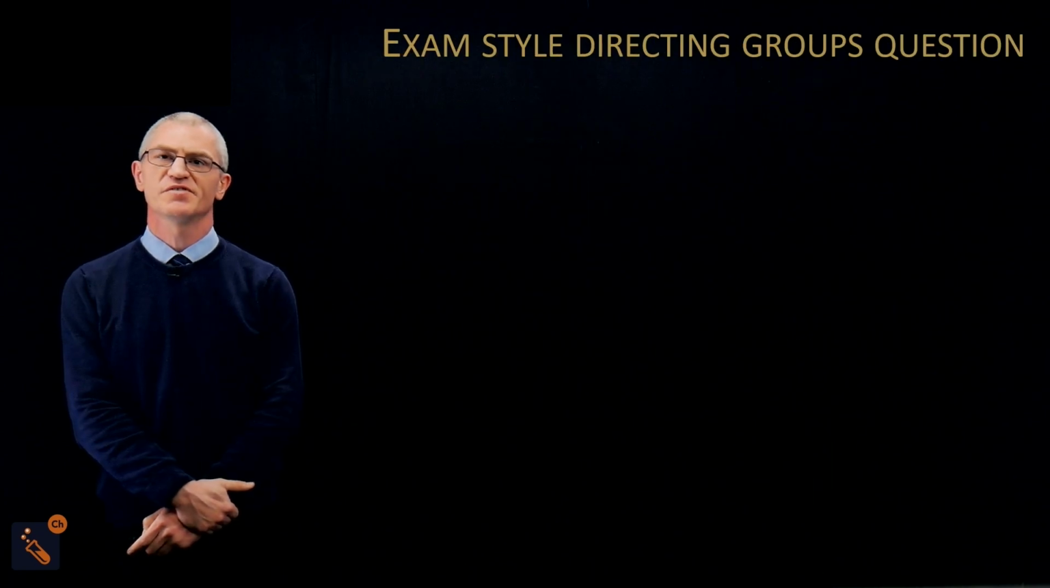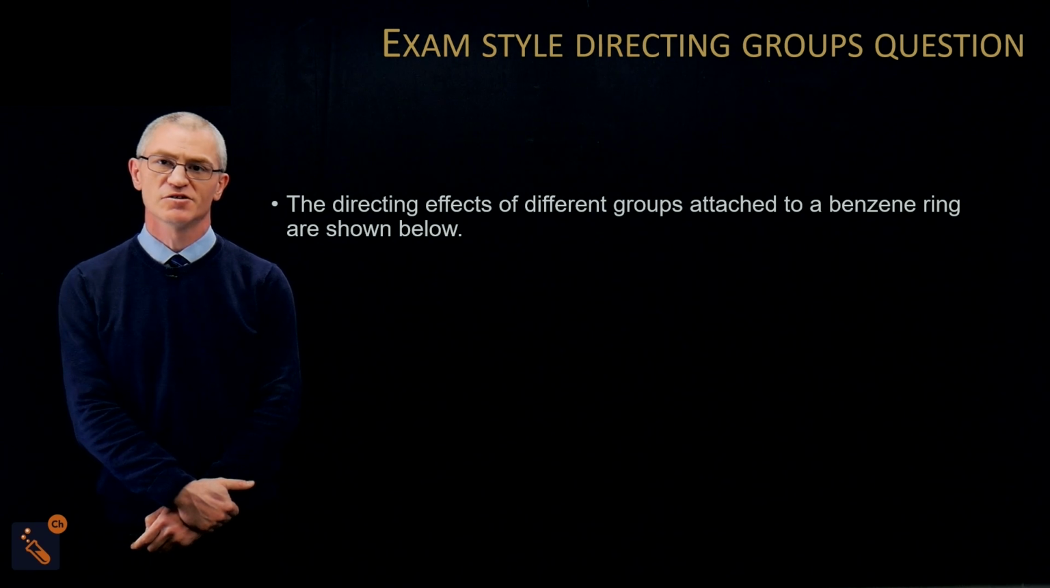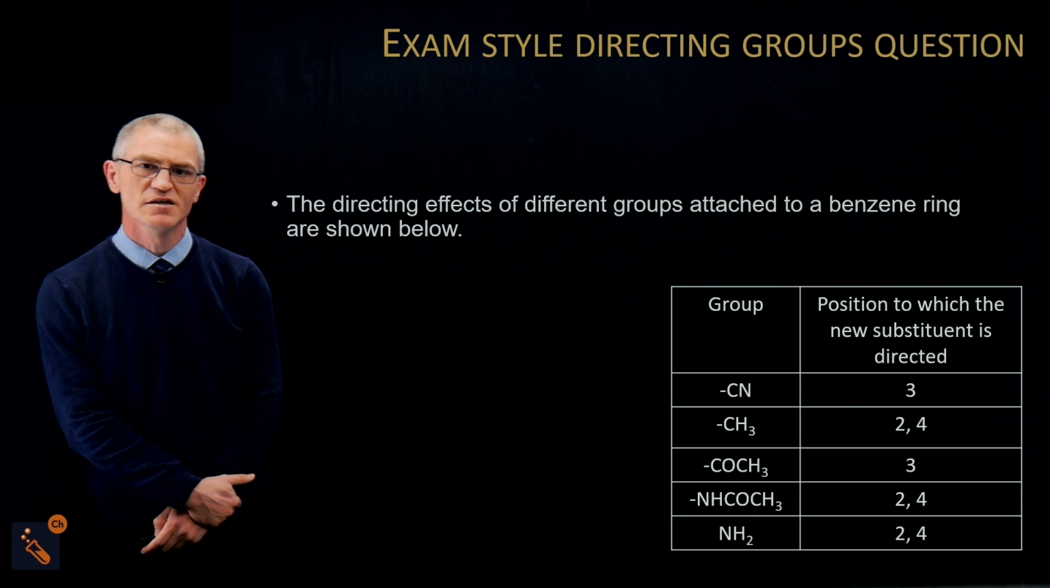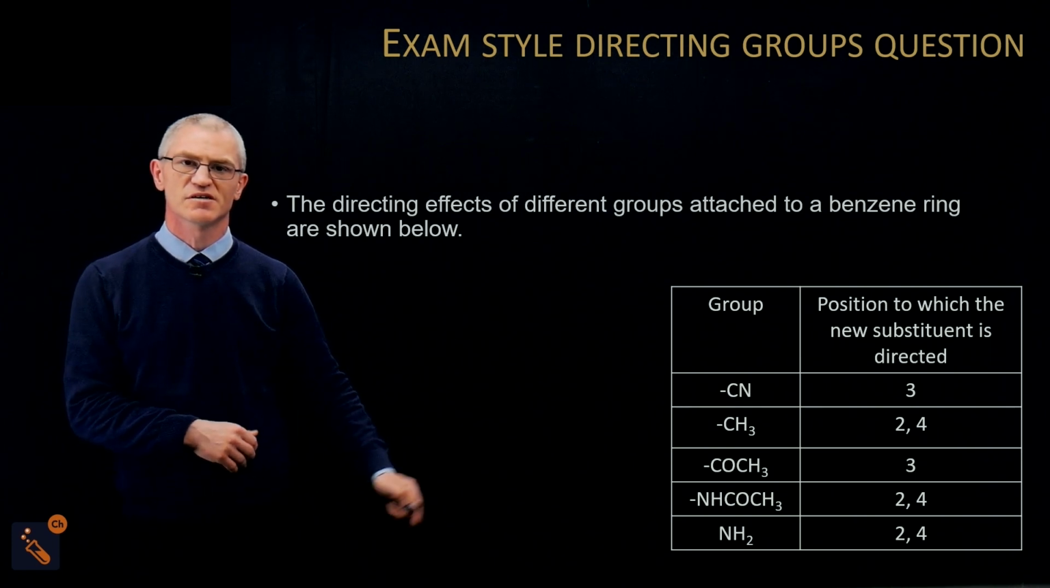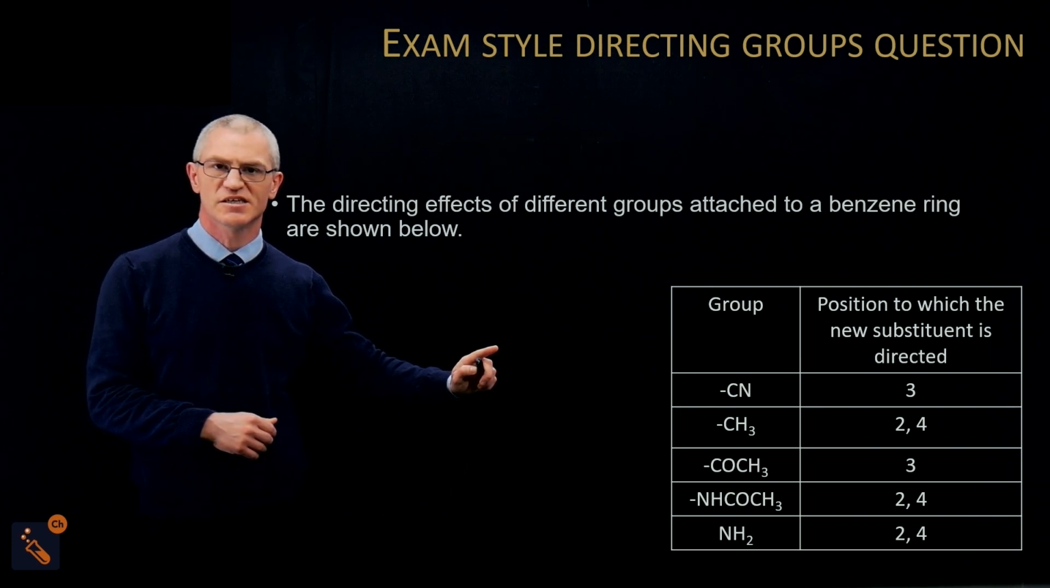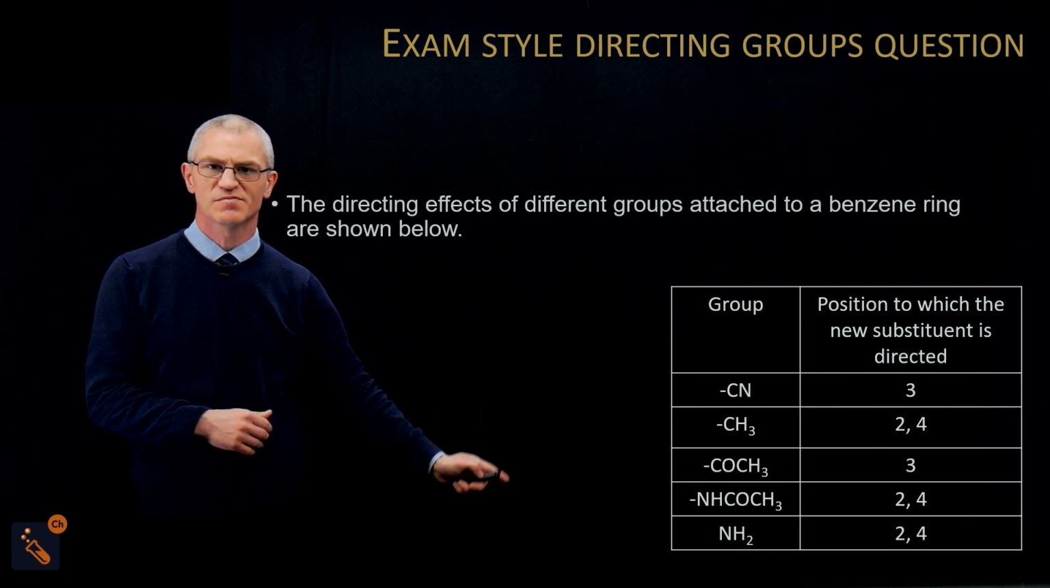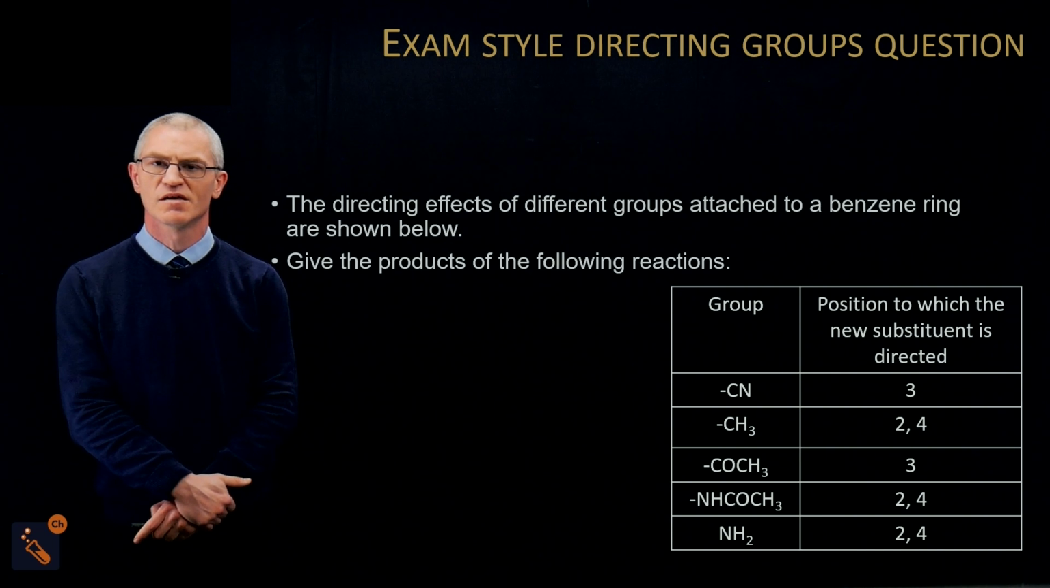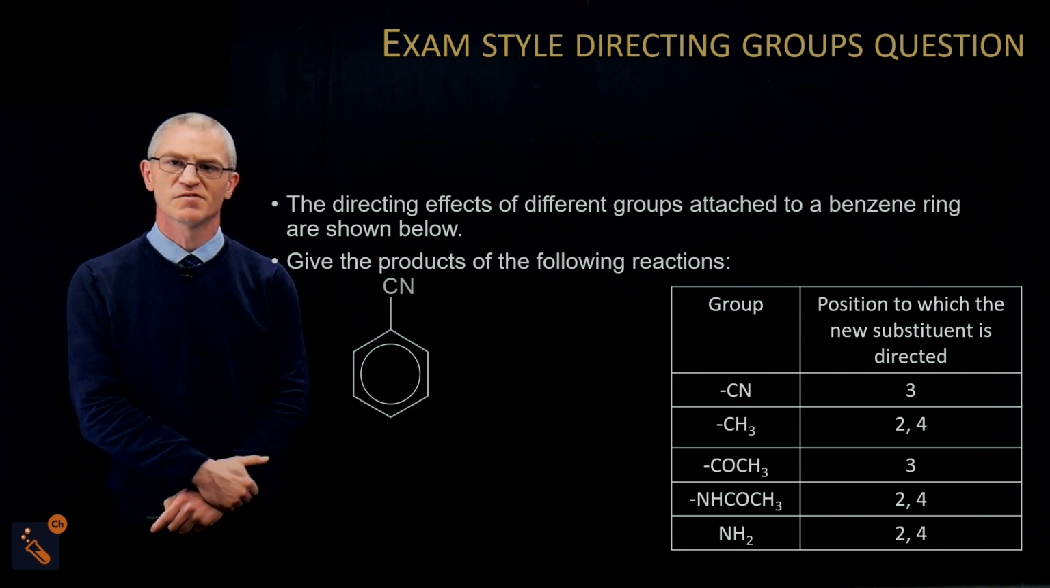So we're going to finish our video on an exam-style directing groups question. The directing effects of different groups attached to a benzene ring are shown in this table. So you can see in this table I've got a list of groups and I've got where the new substituent is directed. Where is it going to react? So it's going to react to these different positions according to the group. And then we're asked to give the products of the following reactions.